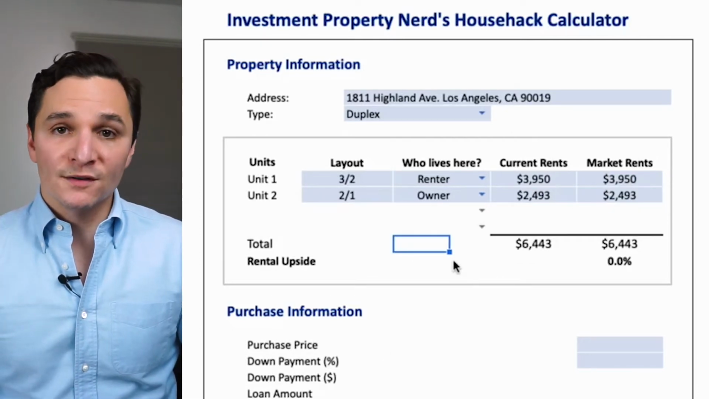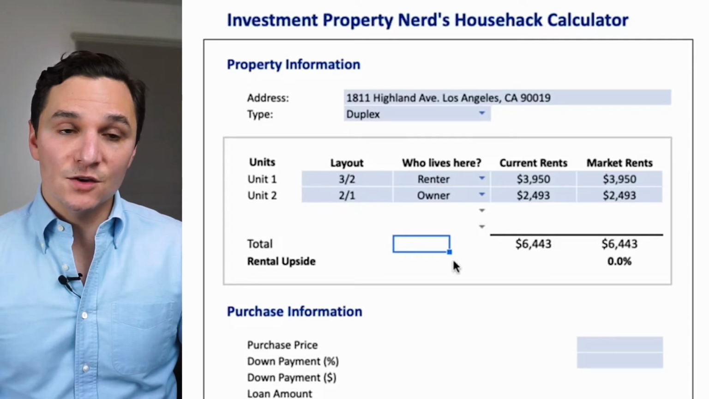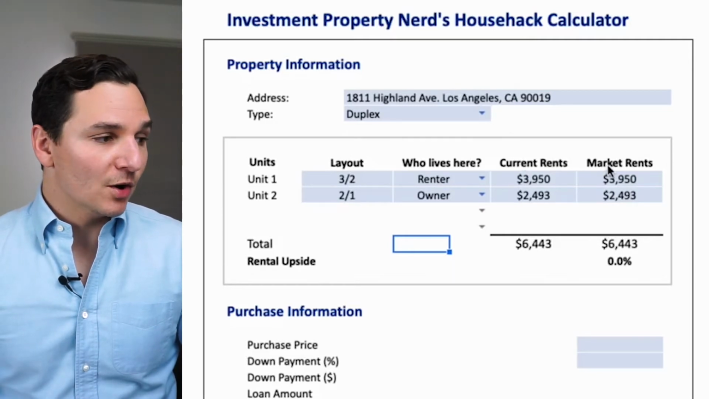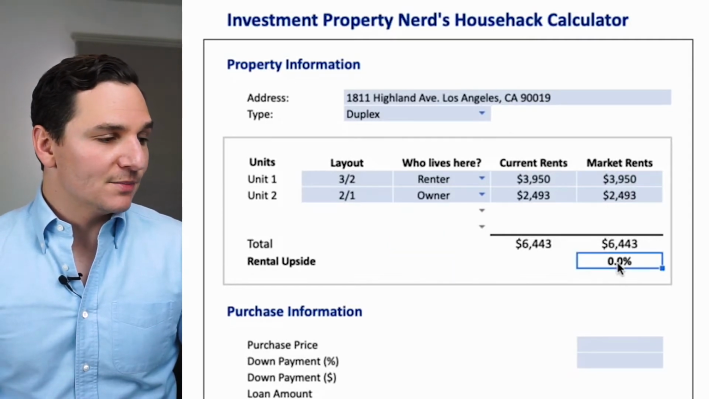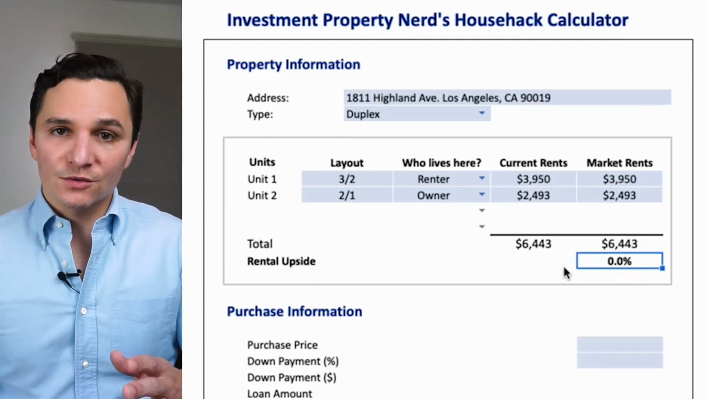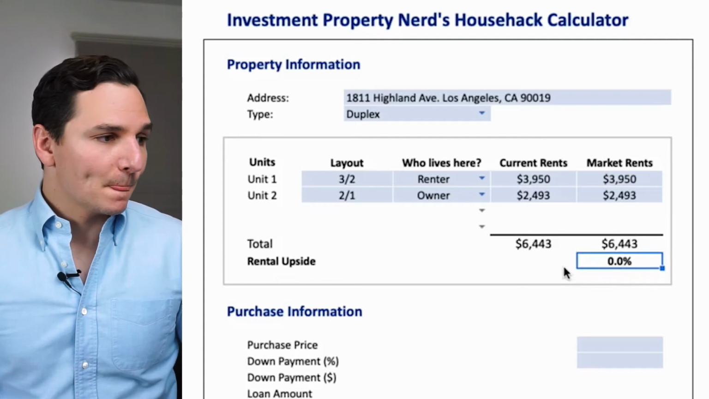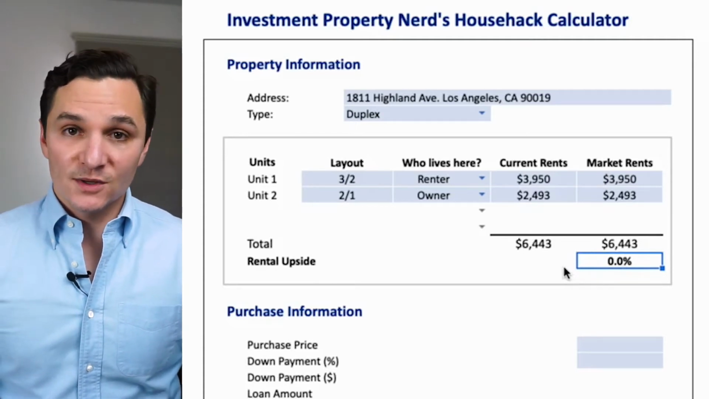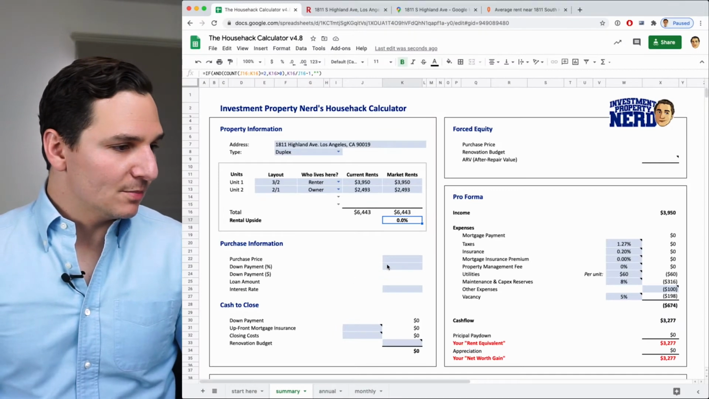So if the units weren't vacant and there were tenants in the units and current rents were lower than market rents, this number right here, rental upside, would tell us how much growth we have in rents going from current rents to market rents. As is, because the unit's vacant, the rental upside is 0 because we can charge market rents. So now we come down to the purchase information.